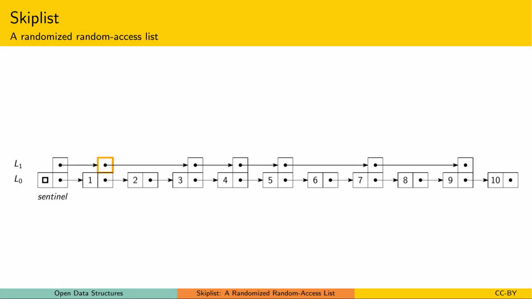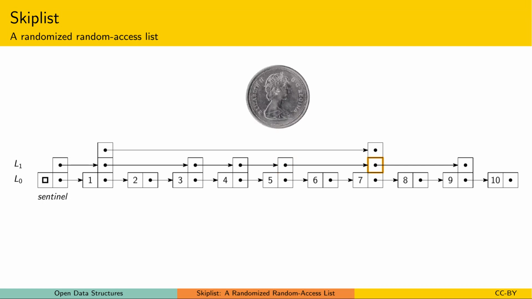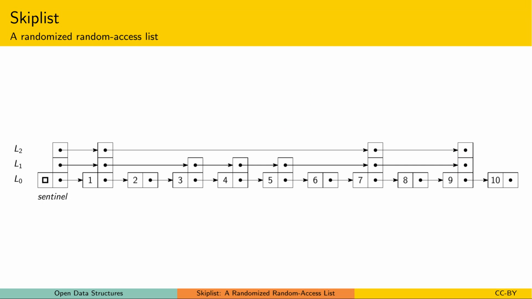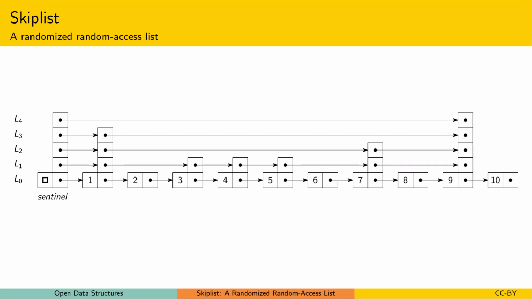We don't stop there though. We repeat the same process on L1 to get a new list L2. From L2, we make L3, and so on, until eventually we get an empty list. The resulting sequence of nested structures is called a skip list, since the upper lists have edges that skip over nodes in the lower lists.